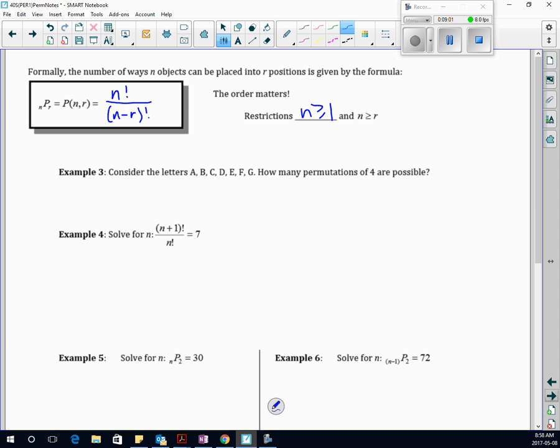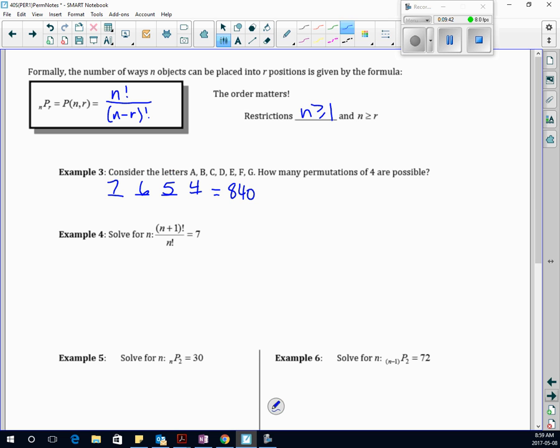So consider the letters A, B, C, D, E, F, G. How many permutations of 4 are possible? Okay, so we can do it the old way with the blanks, if you want. How many decisions do I have to make? 4 decisions. How many choices do I have for the first blank? No, that's not 8, that's 7. 7, yeah. And then I have 6, then 5 times 4. Does everybody see? Yes? So 7 times 6 is 42, times 20 would be what, 840?